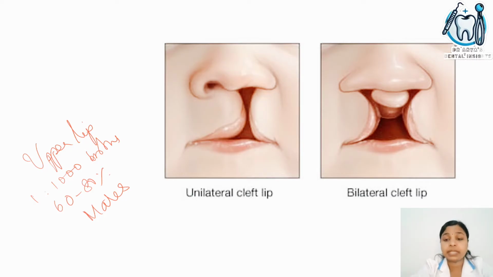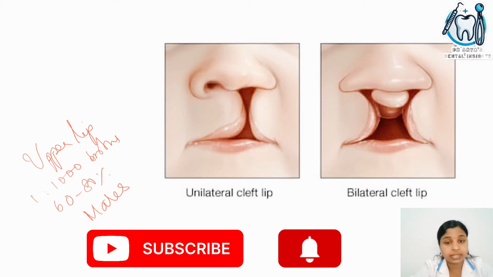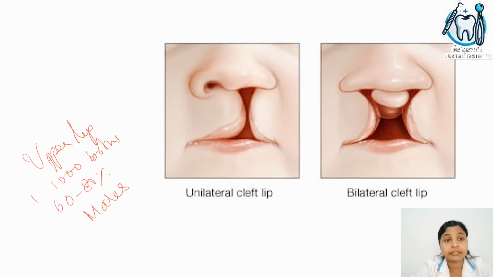And the cleft upper lip is present in three varieties. The first one is unilateral cleft lip, the second one is bilateral cleft lip, and the third one is central cleft lip or hare lip. Okay, so unilateral cleft lip is due to the failure of fusion of maxillary process with medial nasal process of the same side. That is the unilateral cleft lip.